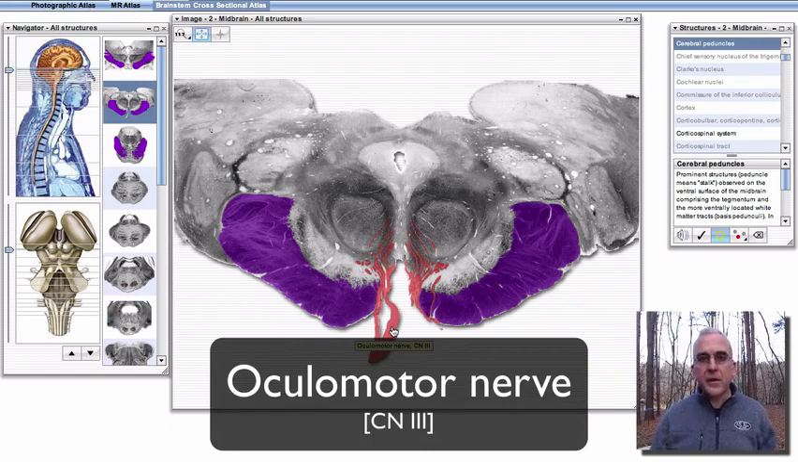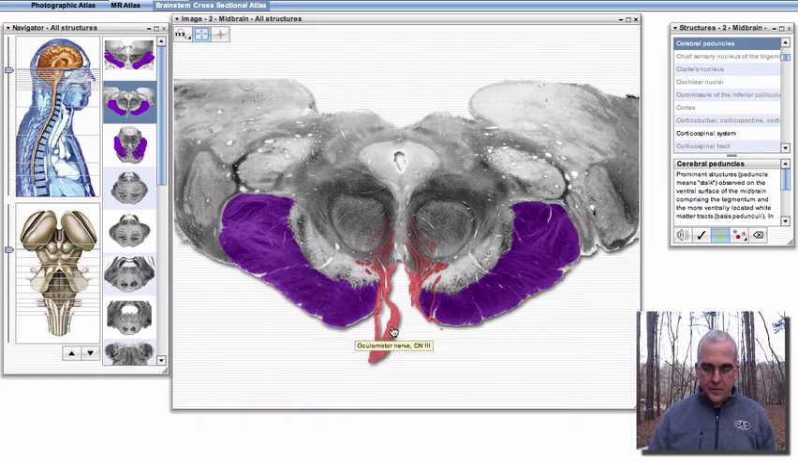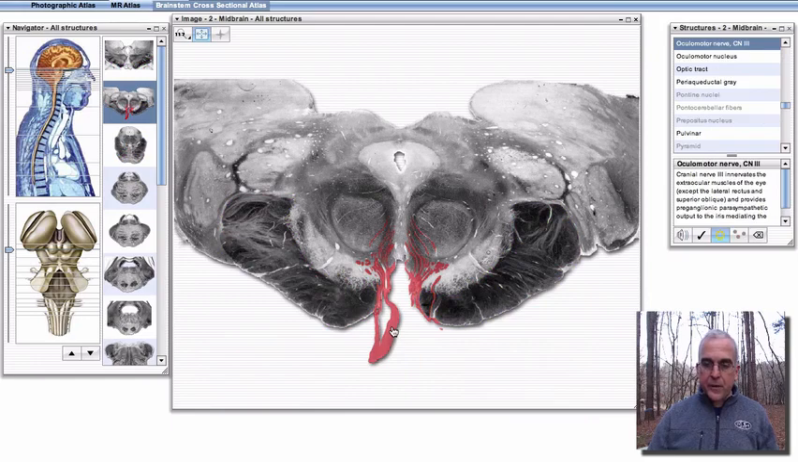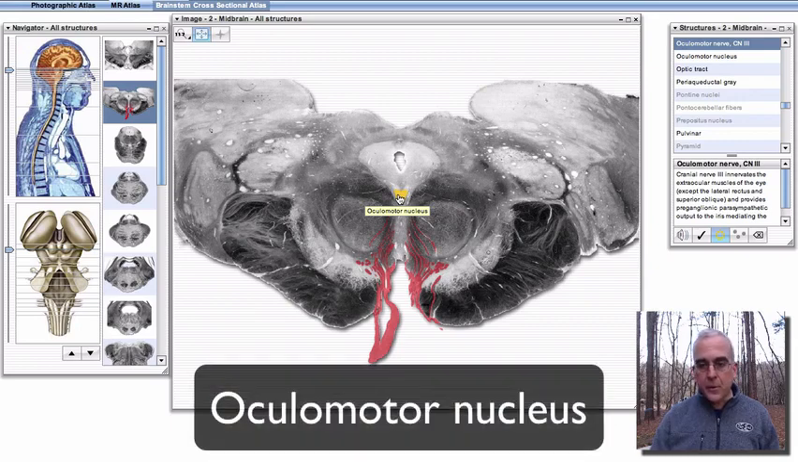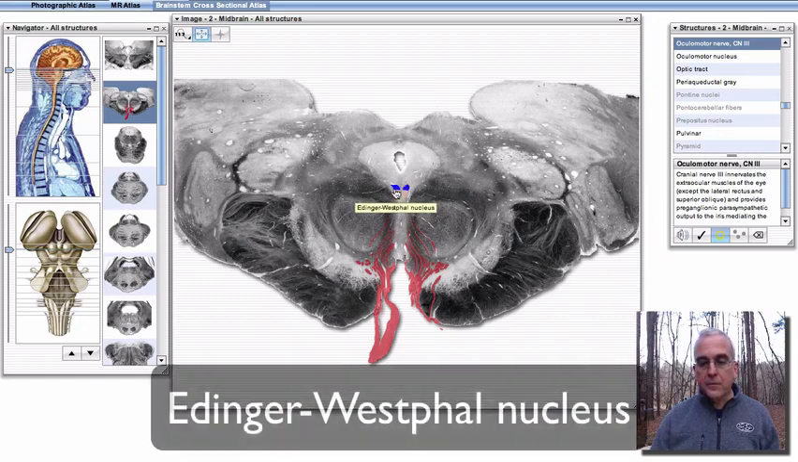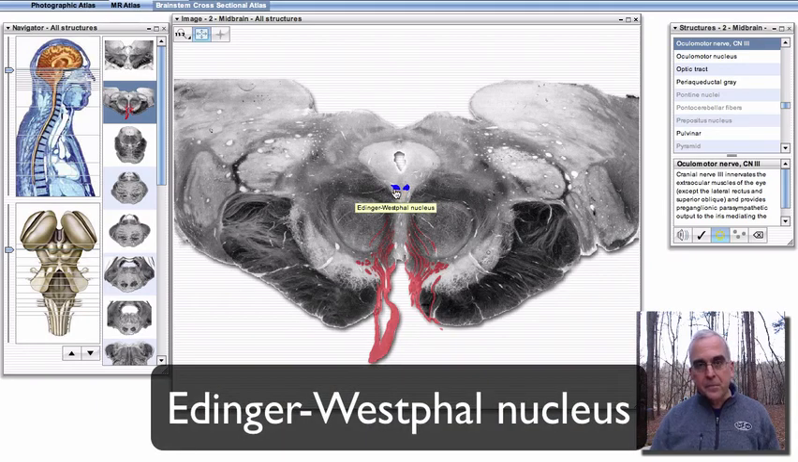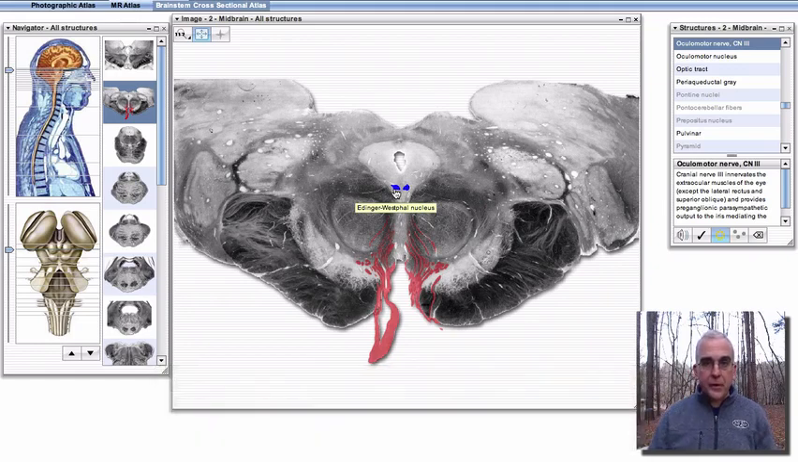And so, again, another characteristic feature of the midbrain. Cranial nerve 3 is derived from a somatic motor nucleus along the dorsal midline of the tegmentum of the brainstem. This is the oculomotor nucleus. It also has a parasympathetic motor component from the Edinger-Westphal nucleus. So those are the cranial nerve nuclei associated with this level of the midbrain.